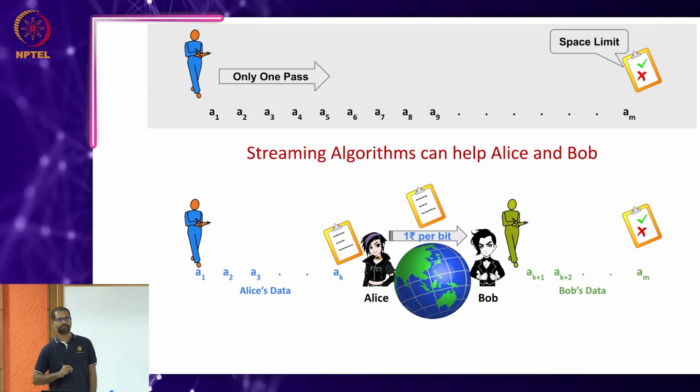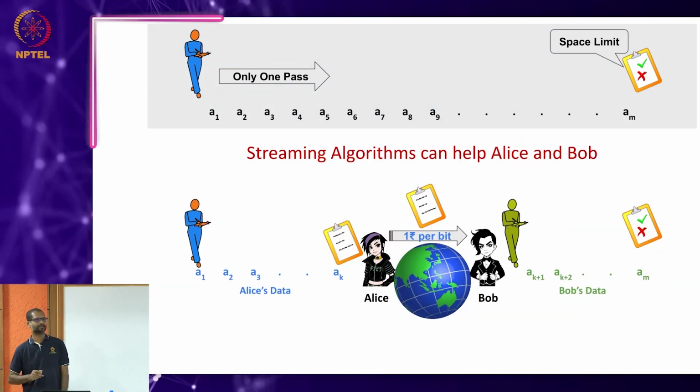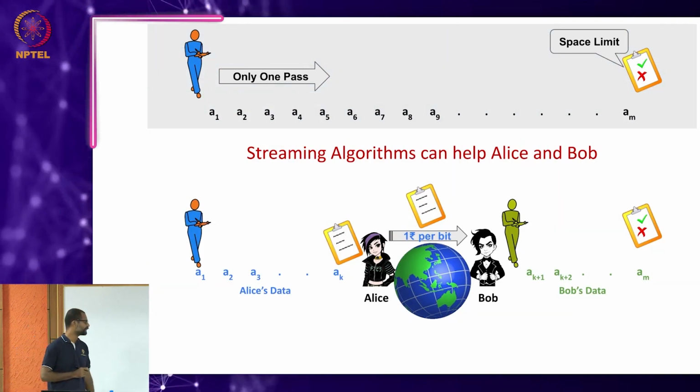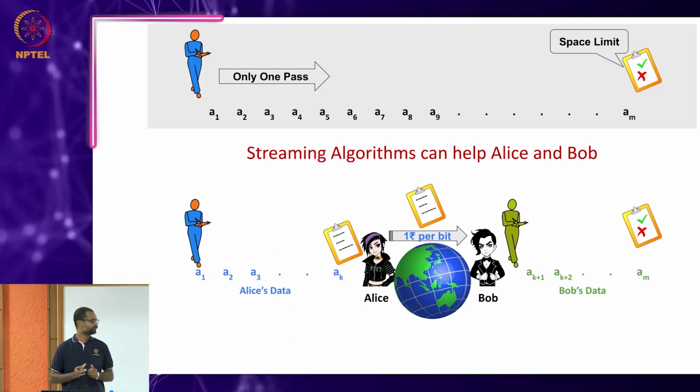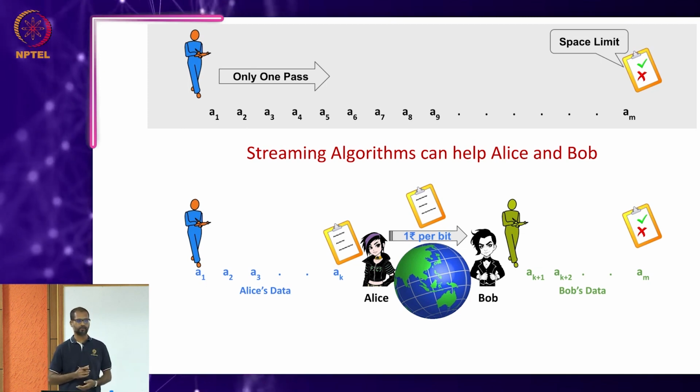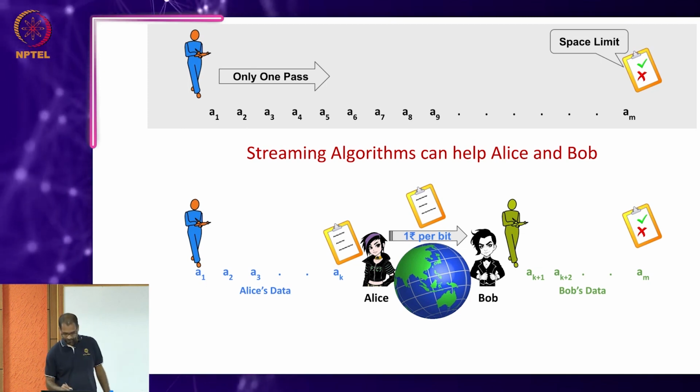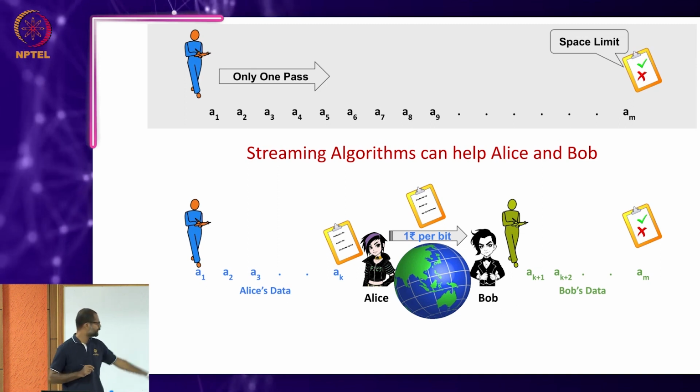Okay. This is the connection. Let me try to describe what the connection is. So now this stream has two parts. The first half of the stream is in Alice's control, that is the A1 to AK part, what I have marked in blue.